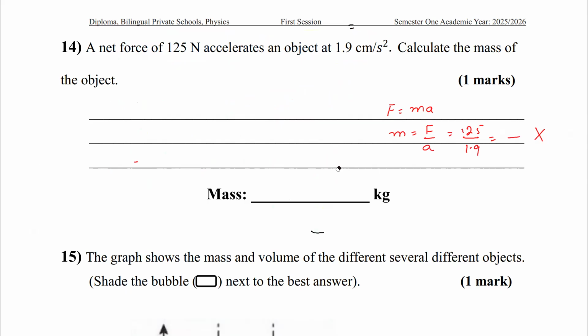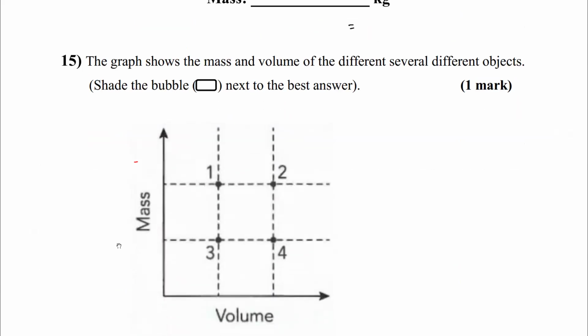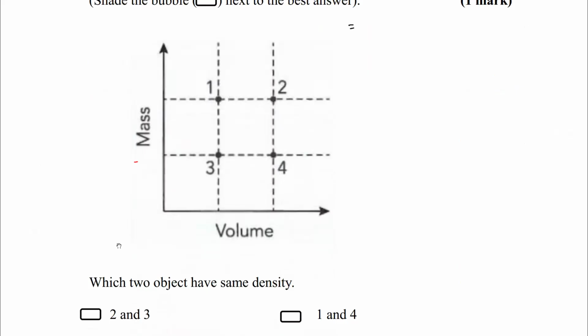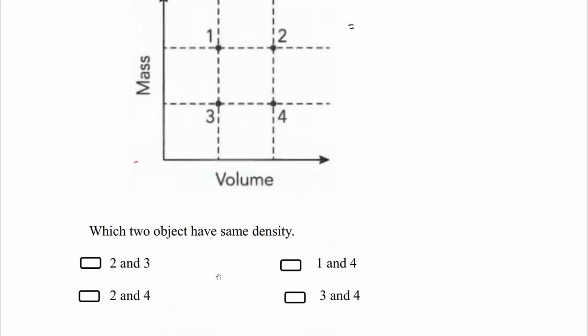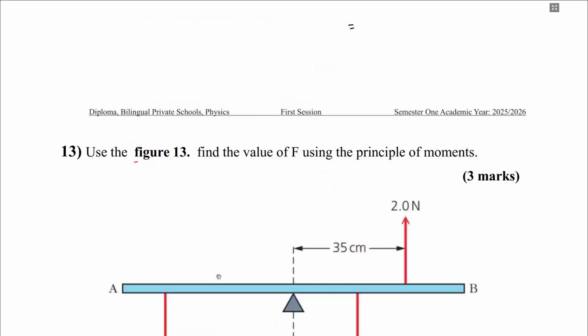Okay, just wait for a minute. Okay, question number 15. Question number 15 is the graph of the mass and volume of several different objects. Which two have the same density? Okay, so your options are 2 and 3, 1 and 4, 2 and 4, and 3 and 4. Okay, so he's asking which ones have the same density.